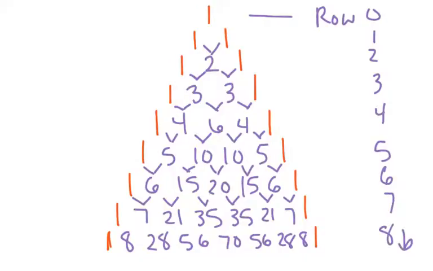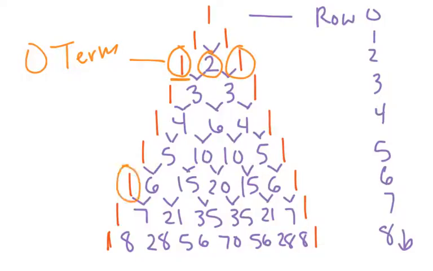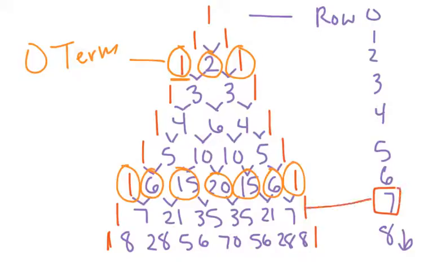We refer to the terms like this. What you'd want to call the first term, we actually call the 0 term. So that'd be 0, then 1, then 2: 0 term, first term, second term, third term, fourth term, fifth term, sixth term. If I wanted to ask, what's the third term on row 7? Row 7 would bring me here. For the third term, I'd go 0, 1, 2, 3. So it would be 35.